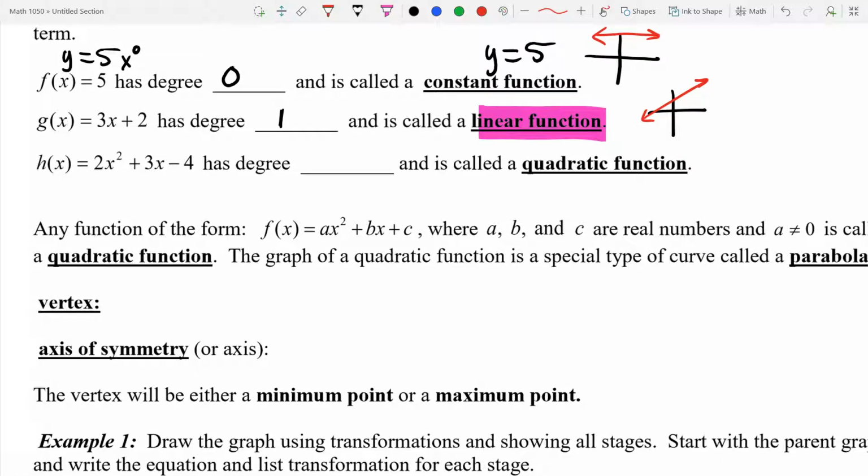The next one, y equals 2x squared plus 3x minus 4. Everybody tell me what's the degree of that one? That's a 2, and that is called a quadratic, and that's what we're going to deal with today, are quadratics, okay?